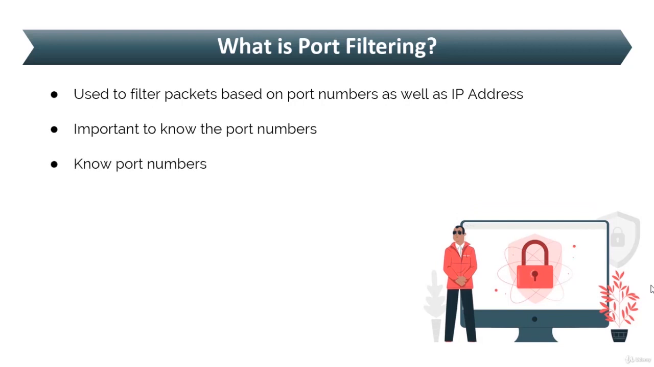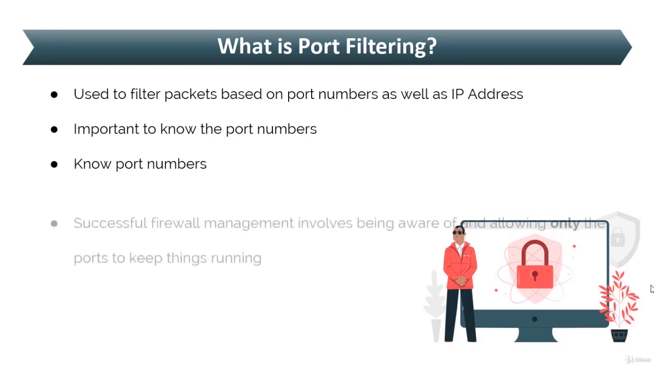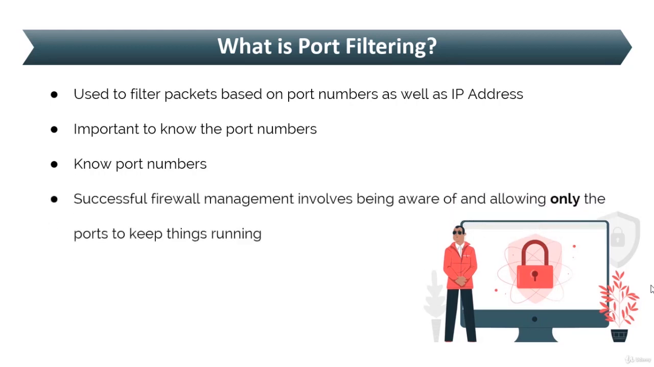Now, the next thing is port filtering. Access control lists can also be used to filter based on the port numbers as well as the IP address. In fact, most firewalls, by default, allow only open ports that we specify. This is another version of the implicit deny. That is, anything not allowed specifically is denied.